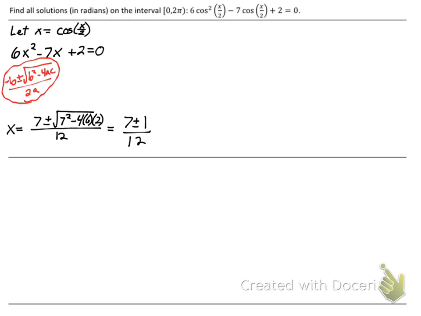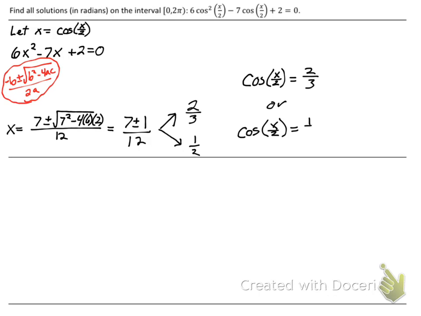So that tells me either x equals 8 over 12, which is 2 over 3, or it's 6 over 12, which is 1/2. Substituting our cosine back in, we're going to say either cosine of x divided by 2 equals 2/3, or cosine of x over 2 equals 1/2.